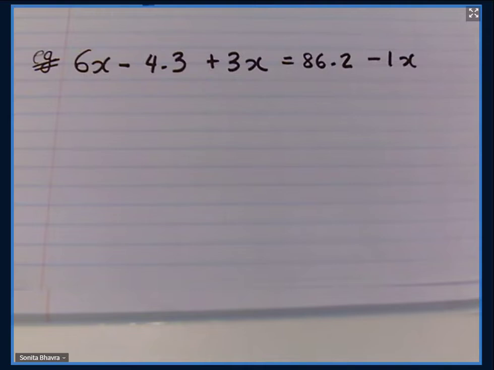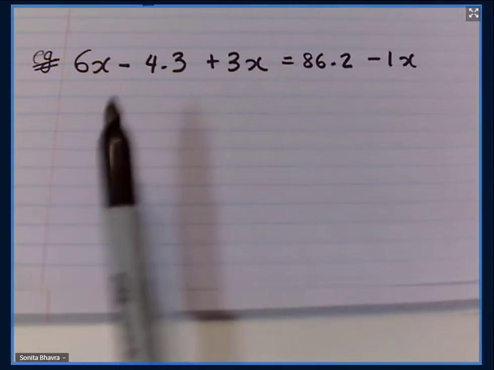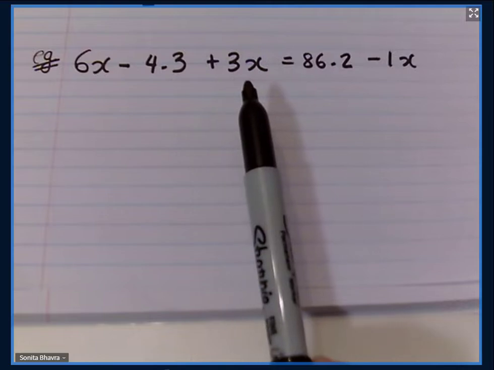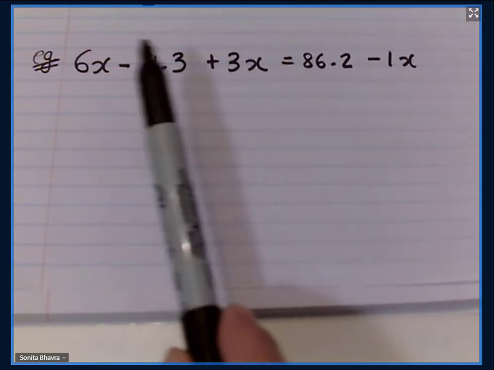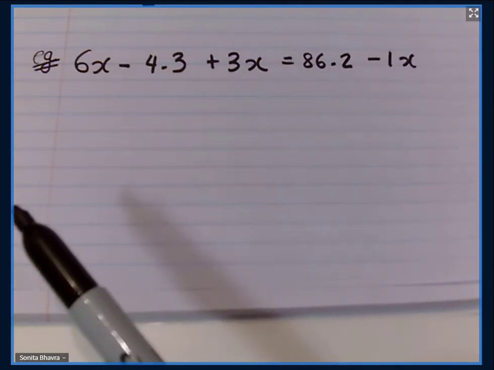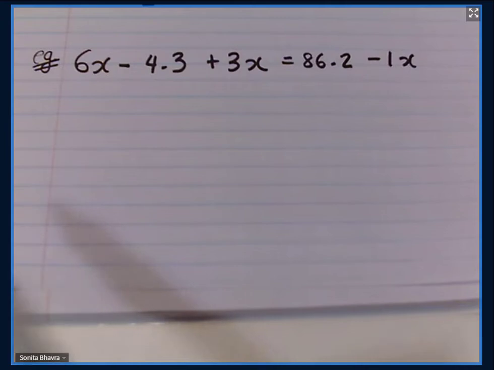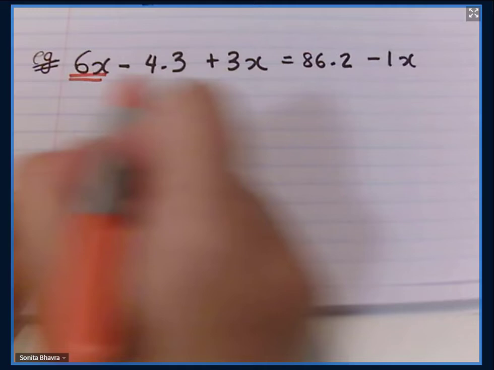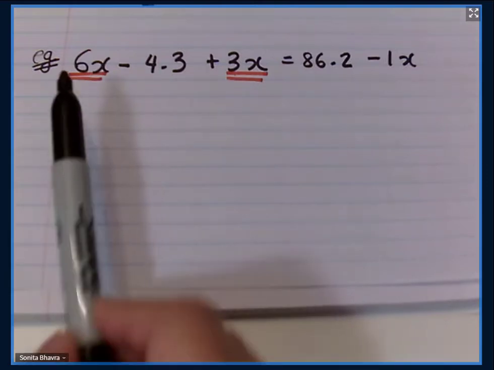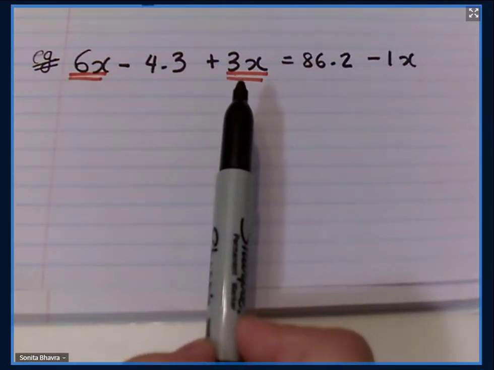All right, so here is our next example. We have, on our left side of the equal sign, 6x minus 4.3 plus 3x. So looking at just the left-hand side of our equation, we have an x and an x here together. So we can collect those together because they're on the same side. So we're just going to show that 6x and 3x are on the same side of the equal sign. So what we can do first is collect that together first. So 6x plus 3x is 9x.